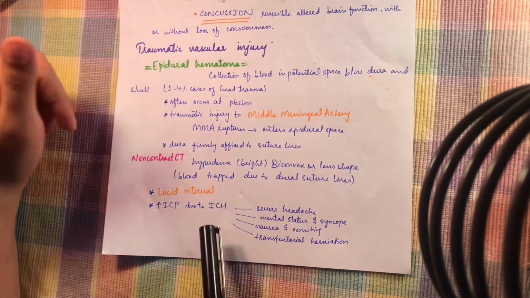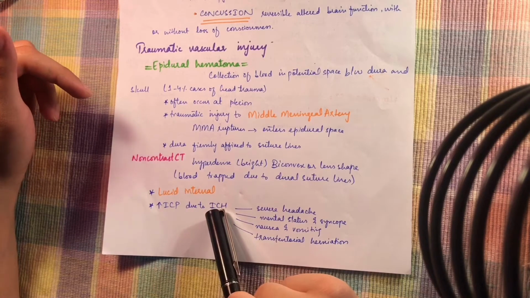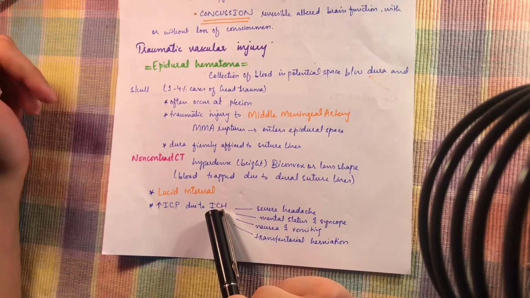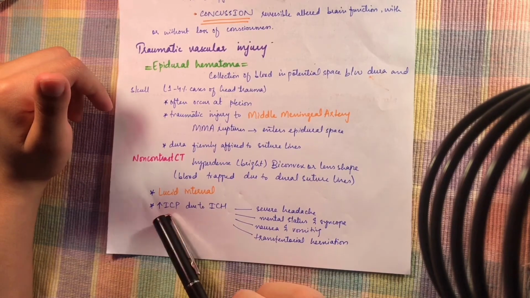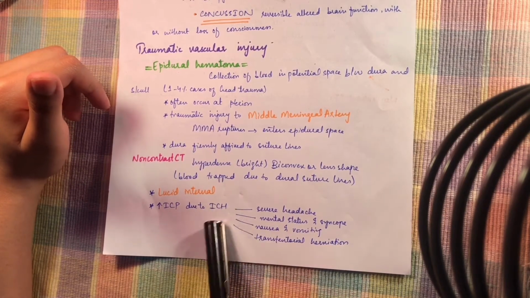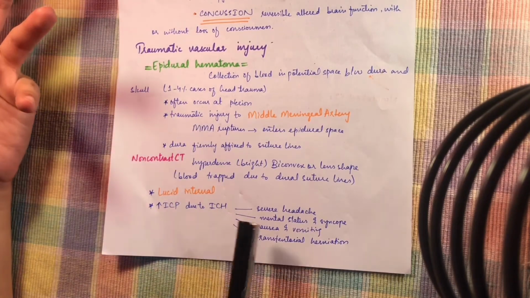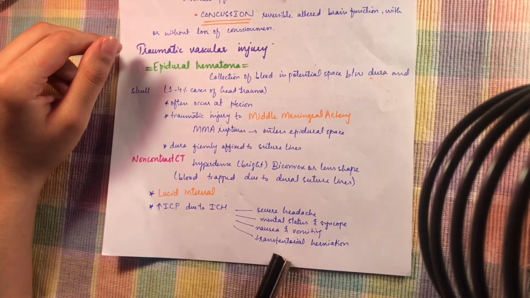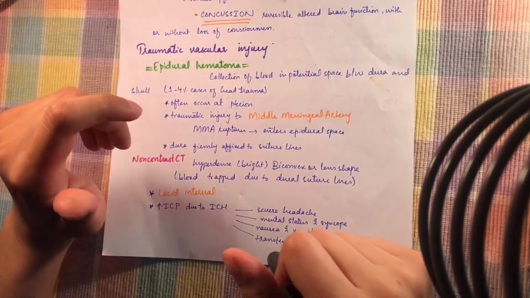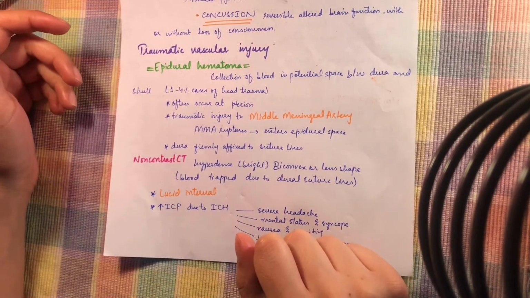The patient with an epidural hematoma presents with a lucid interval, a period of normal neurologic function immediately following the injury. Increased intracranial pressure due to the intracranial hemorrhage can then present, causing severe headache, altered mental status, syncope, nausea and vomiting, and transtentorial herniation. Transtentorial herniation is the serious complication of epidural hematoma.